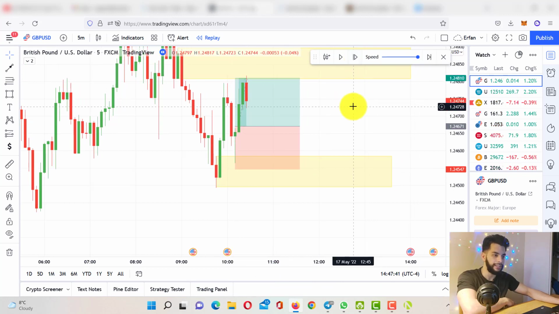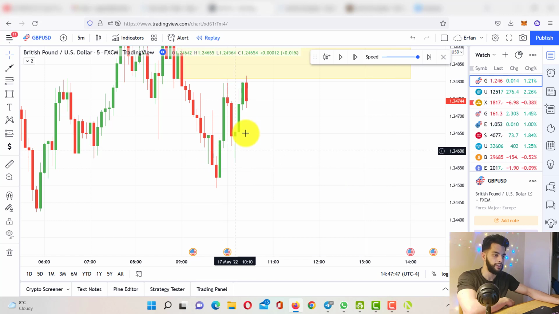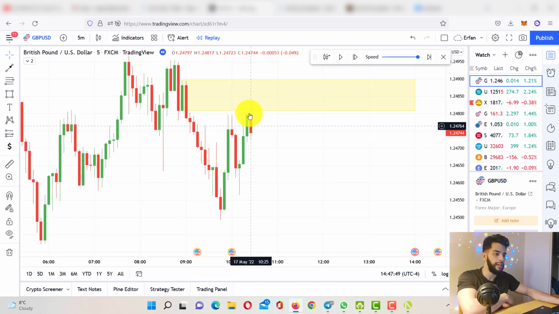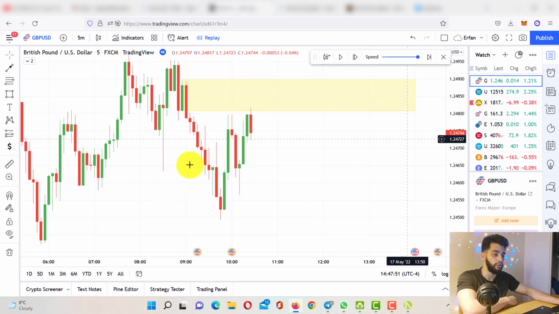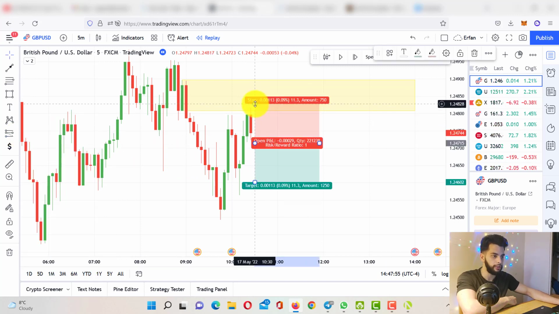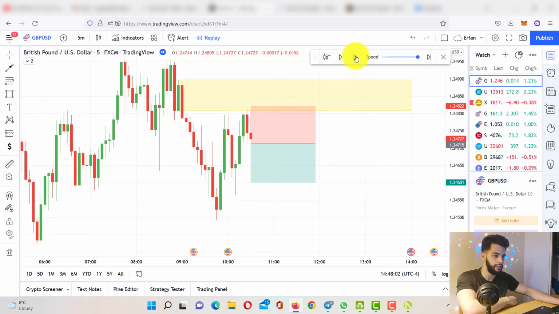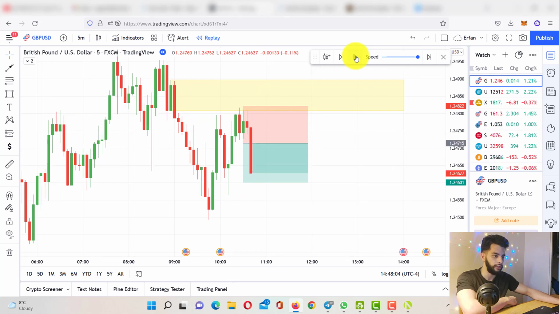See, it easily tapped your TP. So right now, since you know that it already filled in the high probability demand zone, you take your one-to-one trade, and then it tapped into your high probability supply zone. So in this case, you can do the opposite. Put your sell stop here, your stop loss right here and then your TP right here. So let's say we want to take a one-to-one trade, but let's see if it happens or not.